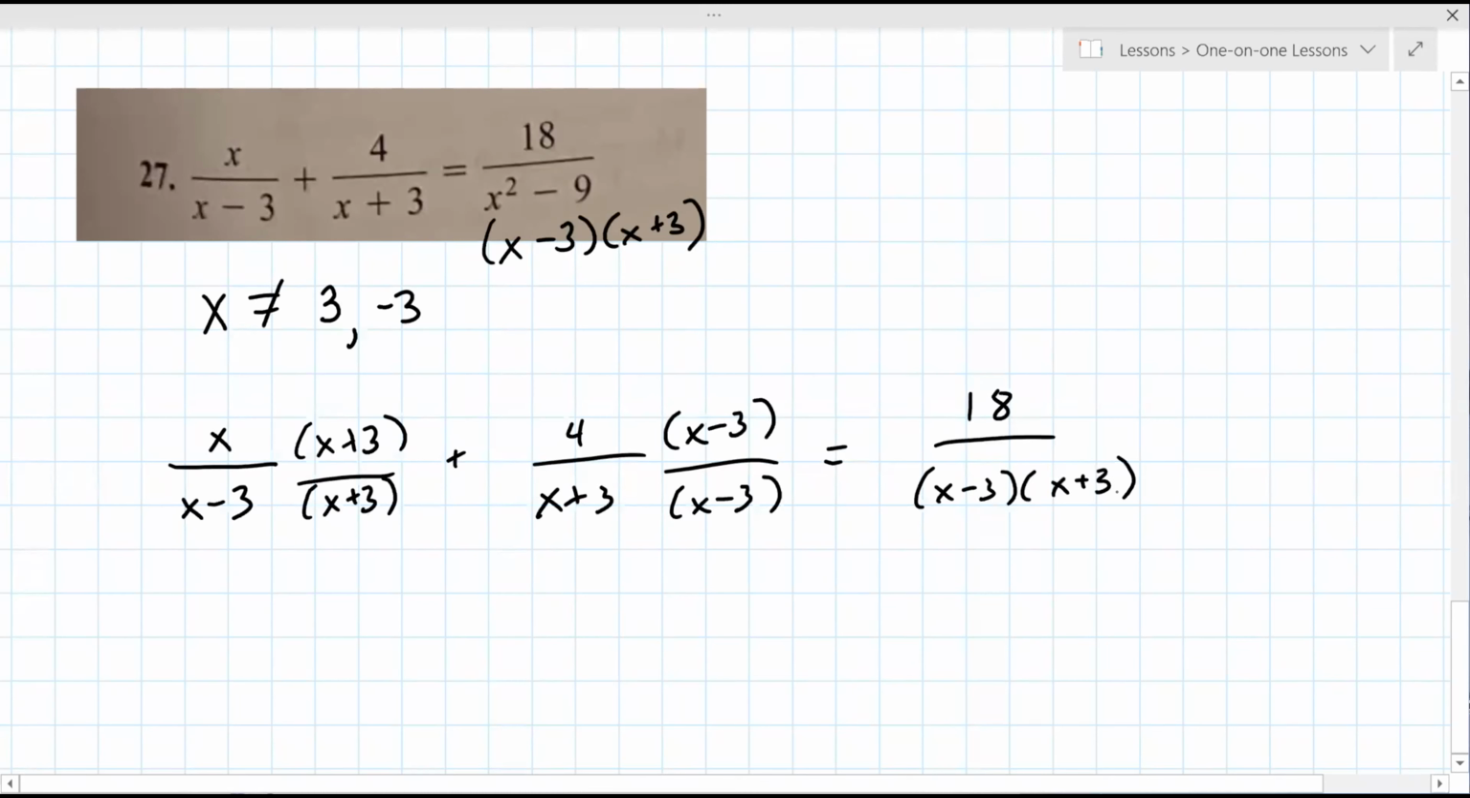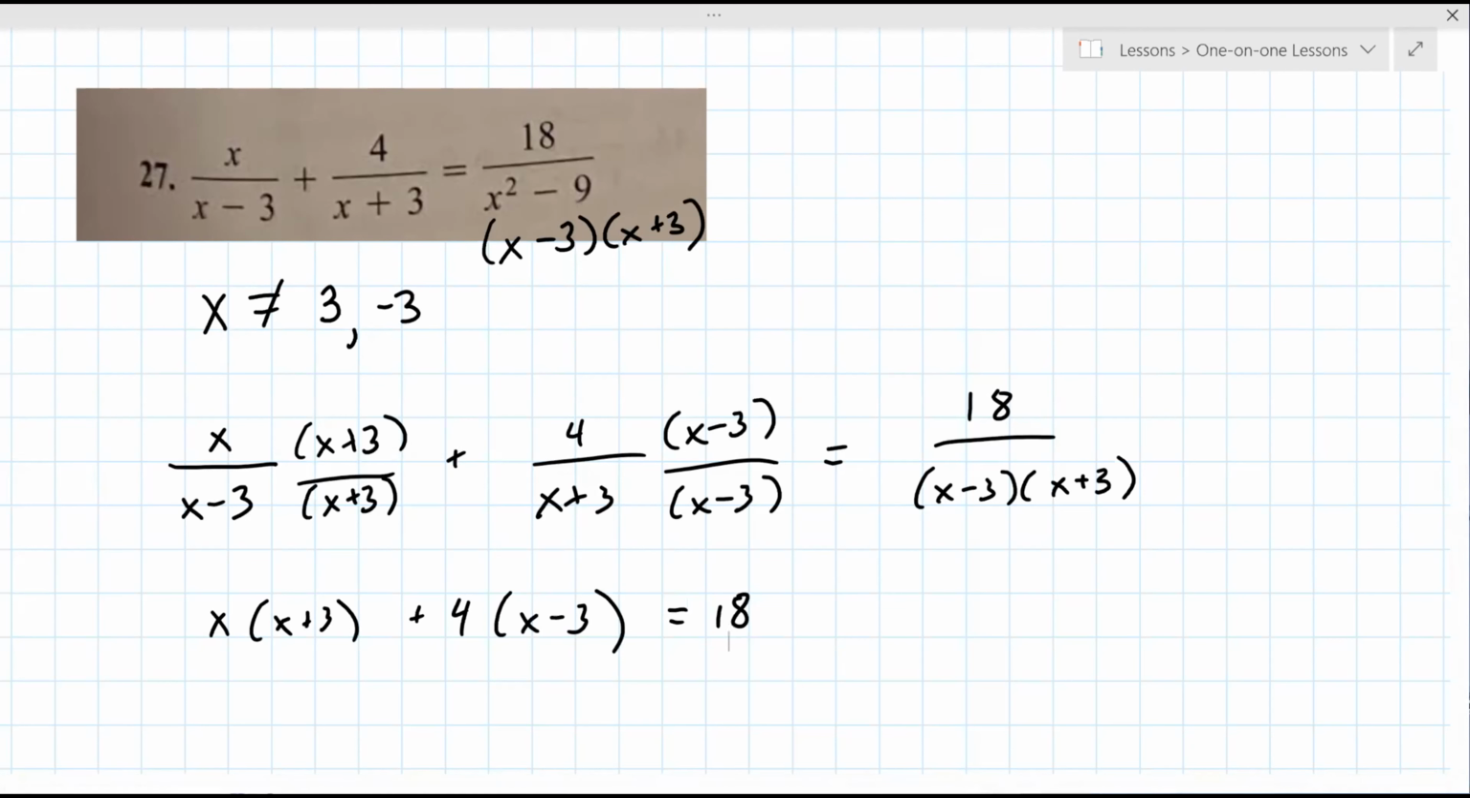We can then just look at the numerator, because the denominator we've already accounted for with these exclusions. So that's x times x plus 3 plus 4 times x minus 3 equals 18. This is a quadratic. I believe you're able to solve it using some factoring. So go ahead and give that a shot, please.